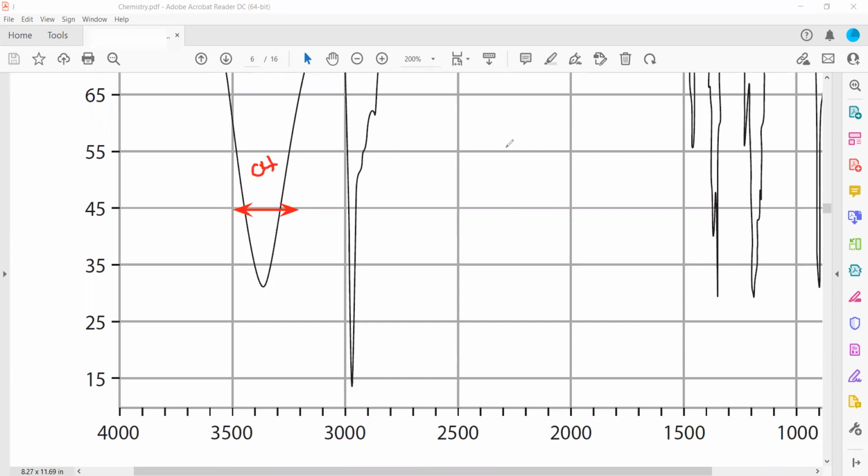But the organic product which is formed here after reaction with PCl5 is C4H9Cl. It does not contain OH. So which peak will be missing? This peak will be missing because it does not contain OH, it contains Cl. So we just have to circle this peak which is there for OH. Is this question clear?